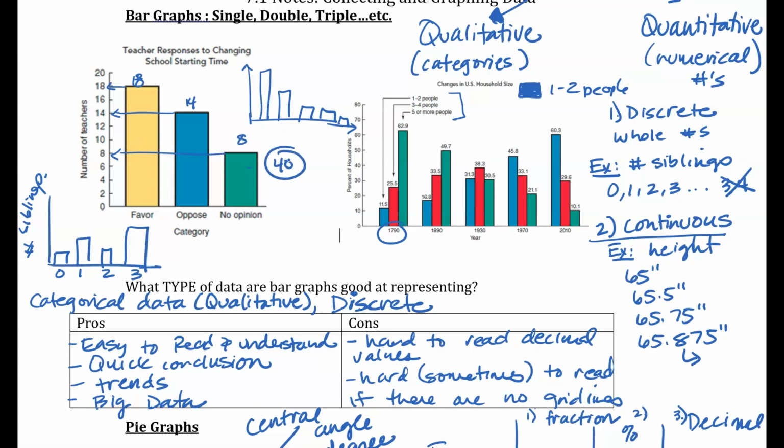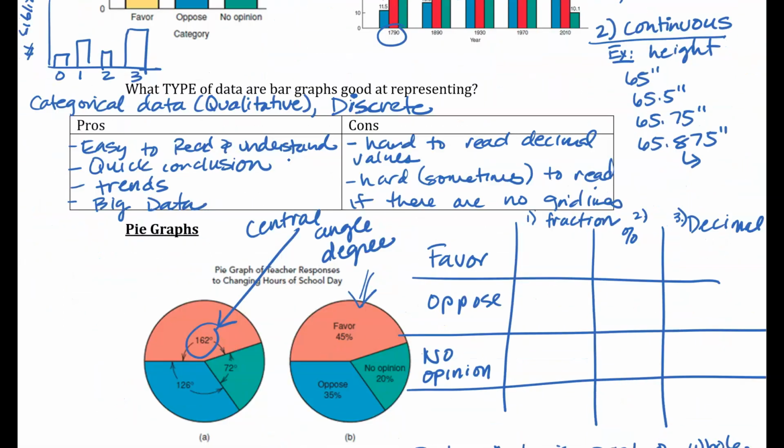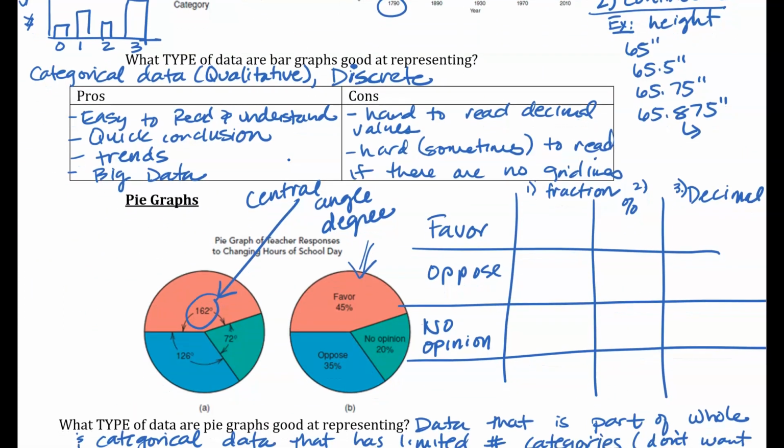So I could come down here if I had that information in the pie chart. So I'm just going to go through it as if I did, so that way you can see how you would do that. So favor, we'll say there's 18 people that favor, there's 14 people that oppose, and then we said that there were 8 people with no opinion. So for the fraction, I would write 18 over 40. For oppose, it'd be 14 over 40. And for no opinion, it'd be 8 over 40.